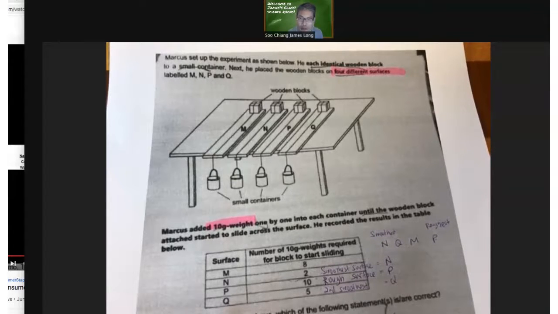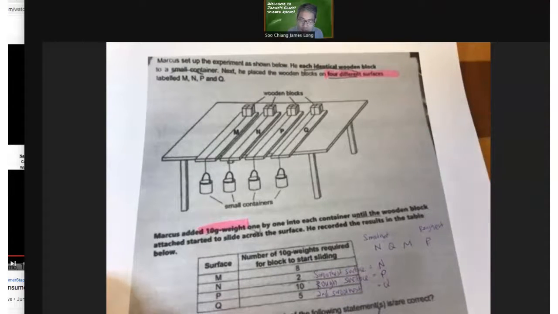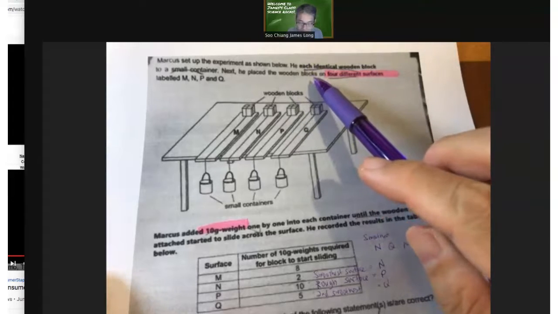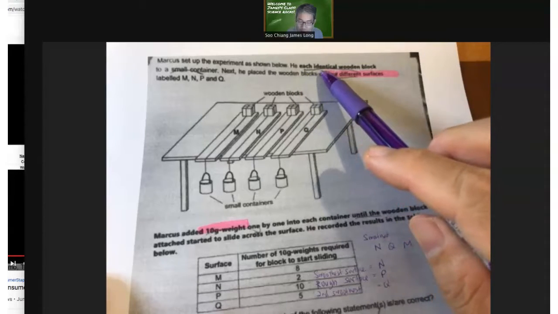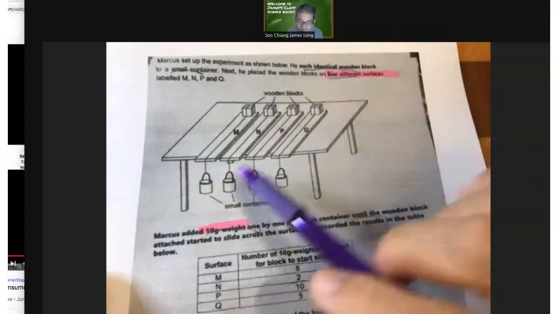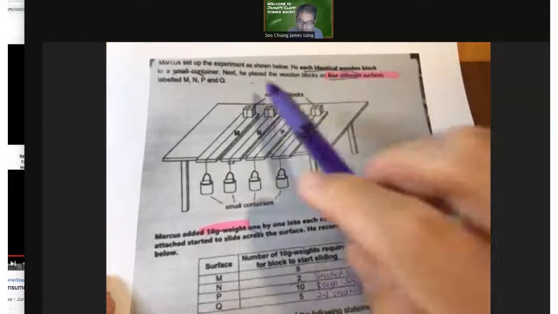Now let's take a look at two questions that one of my students asked me. The first one is this. Marcus set up the experiment as shown below. He placed identical wooden blocks, right, in the container. So I think there are some grammatical errors here in the question.